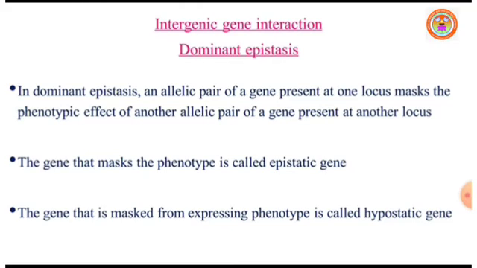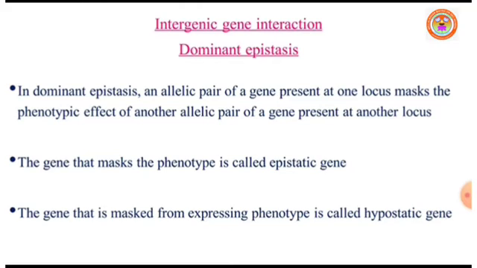Dominant epistasis was first studied in the summer squash plant, in terms of the color of the fruit. Three fruit colors were observed in summer squash: white, yellow and green. Due to the presence of the epistatic gene, the color of the fruit was determined.